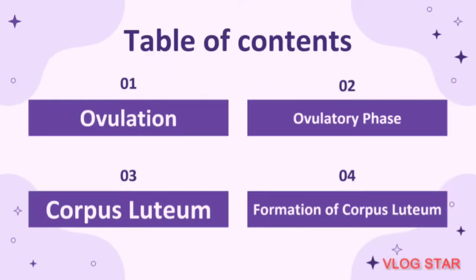Table of contents. First, ovulation. Second, ovulatory phase. Third, corpus luteum. And fourth, formation of corpus luteum.